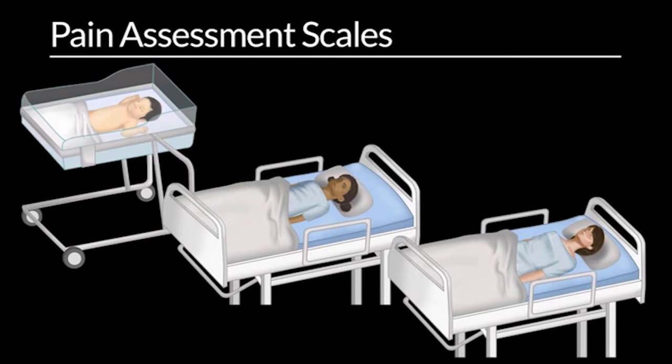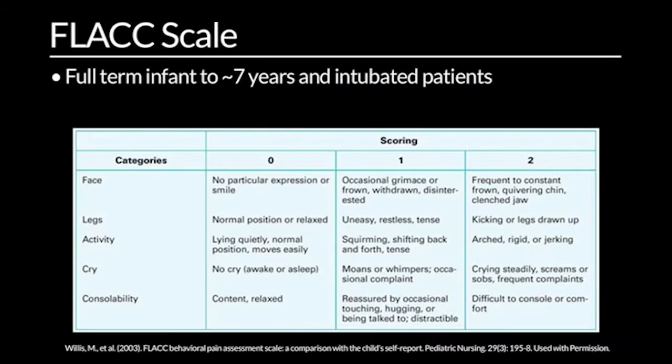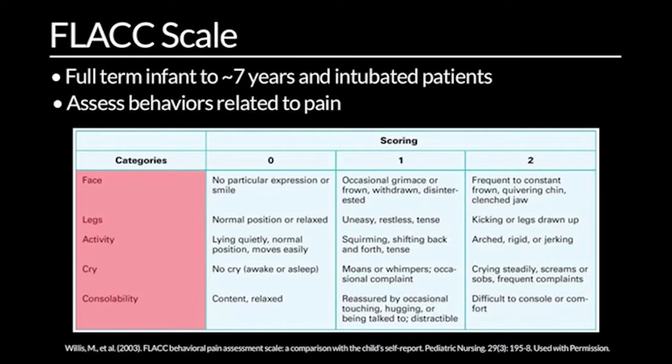A scale that you can use in the infant, full-term infant through about 7 years of age, is a FLACC scale. It's good for using with the intubated patient because you don't have to ask for a response from the patient. You assess the patient's behaviors related to pain and come up with a score that is from 0, meaning no pain, up to 10, which would be the worst pain possible.